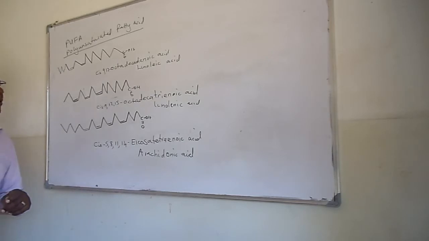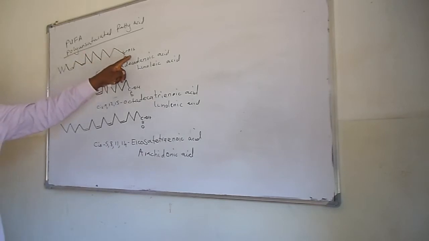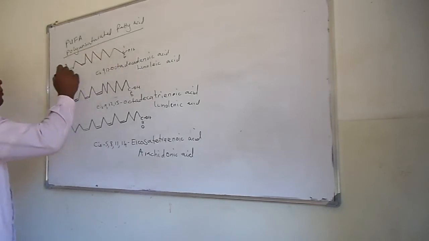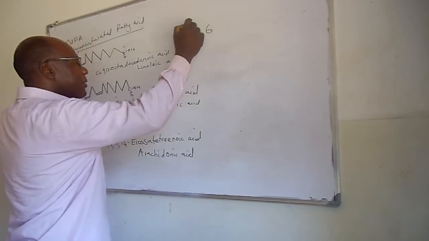Right. So let's look at the Greek letter notation. In the Greek letter notation, we look at the position of the last double bond from the terminal end. Remember, we start from there. This is carbon number 1. This is carbon number 18. So counting from the last carbon, how many carbons are there before you reach the double bond? If we count, there's 1 here, 2, 3, 4, 5, 6 carbons. So you notice that there are 6 carbons.